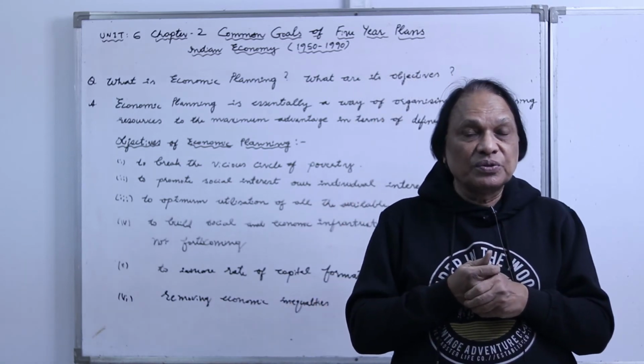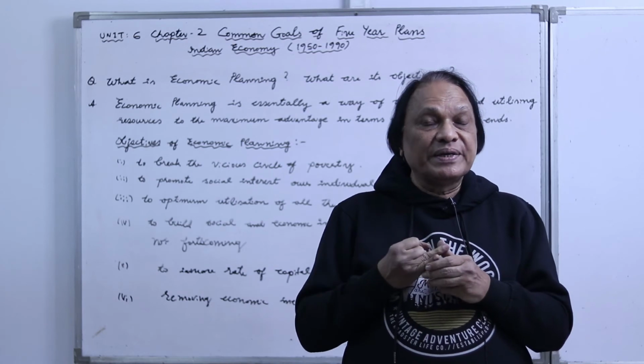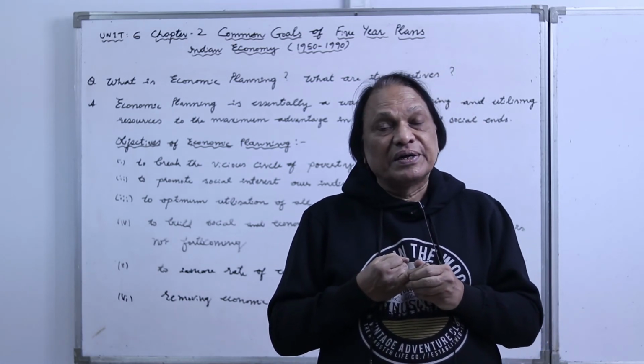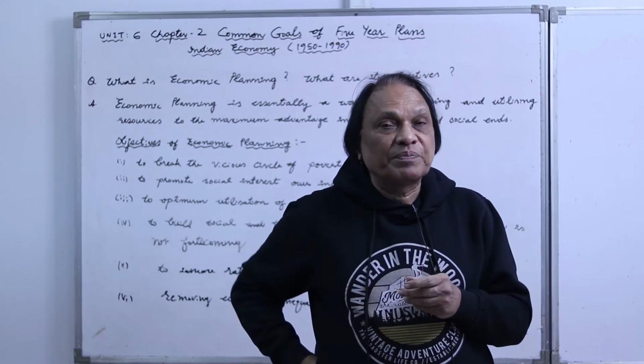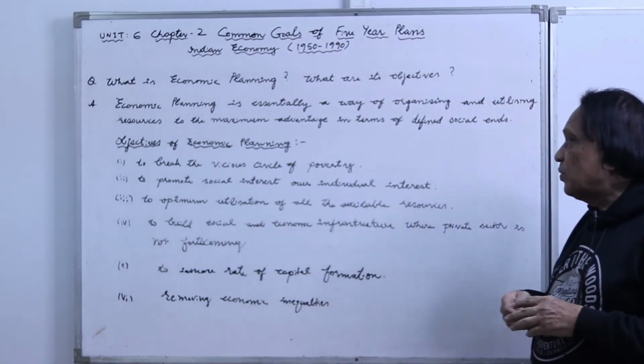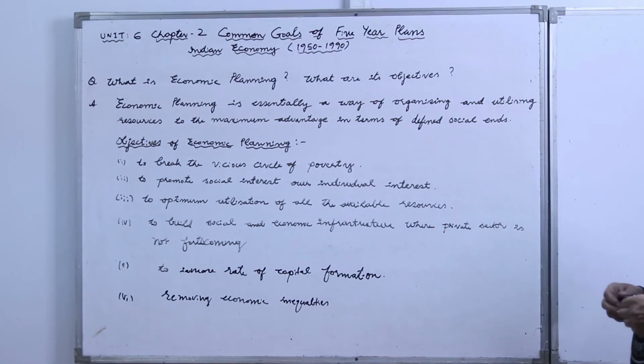So what are its objectives? To remove inequalities of income. Next one is to break the vicious circle of poverty. Also, public interest should be more than private interest. And next one, you have to build social and economic infrastructure where private sector is not forthcoming, and optimum utilization of resources. And then you have to promote social interest over individual interest. You see once again here, so that is the final revision. What is economic planning? What are its objectives?